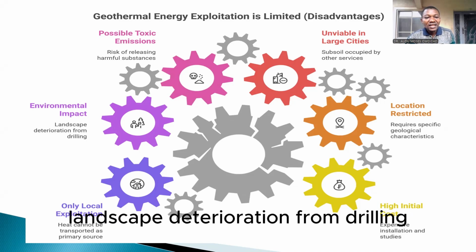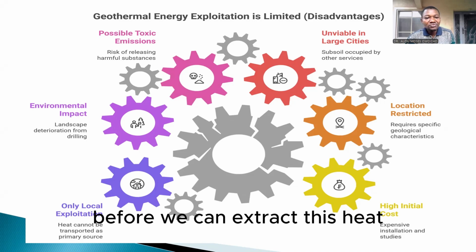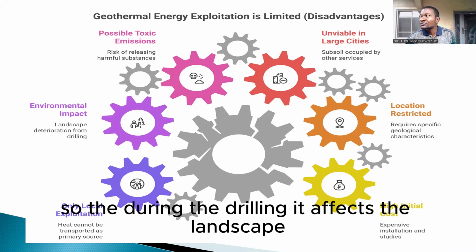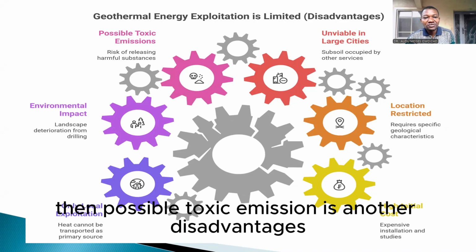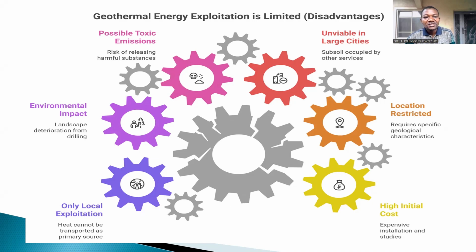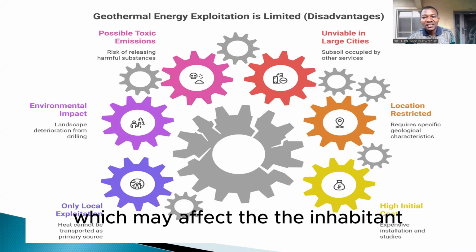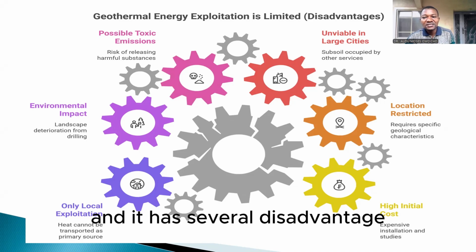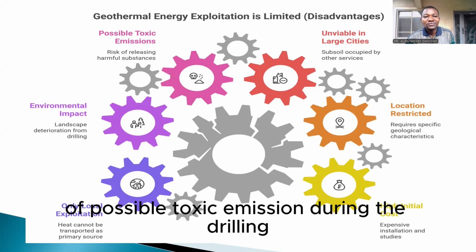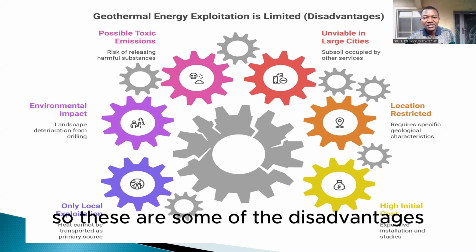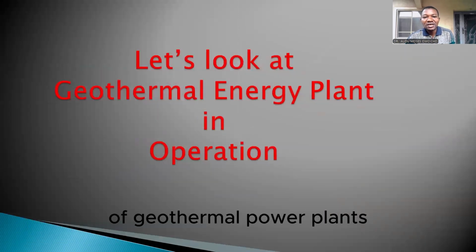Environmental impact. Landscape deterioration from drilling. Before we can extract this heat, we have to drill. So during the drilling, it affects the landscape. Then possible toxic emission is another disadvantage. During the drilling, there is risk of release of harmful substances which may affect the inhabitant, and it has several disadvantages of possible toxic emission during the drilling. So these are some of the disadvantages of geothermal power plants.